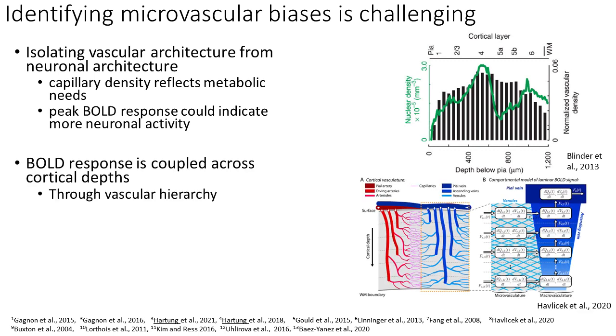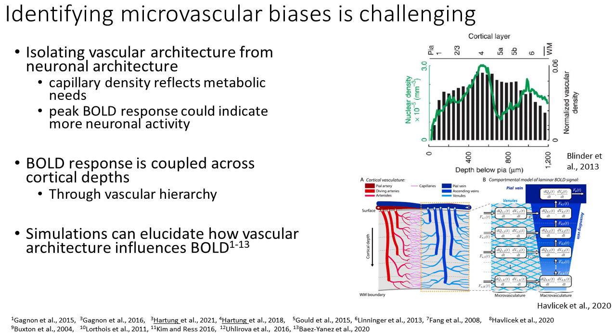Moreover, BOLD responses are coupled across cortical depths through the vascular hierarchy, as shown here by Havlicek in 2020. Even under the assumption that microvascular responses to neural activity are localized, the veins integrate signals and spread the BOLD response across cortical depths. Fortunately, simulations can be used to elucidate how vascular architecture influences the BOLD response, but with the important feature that more realistic vasculature leads to more realistic coupling between the vascular architecture and the BOLD signals.